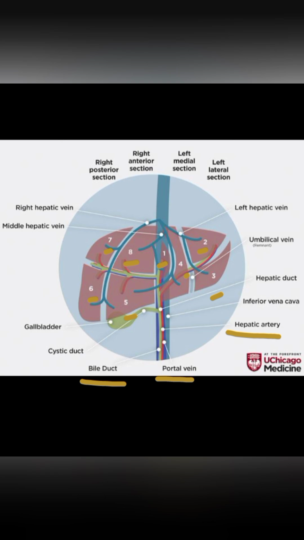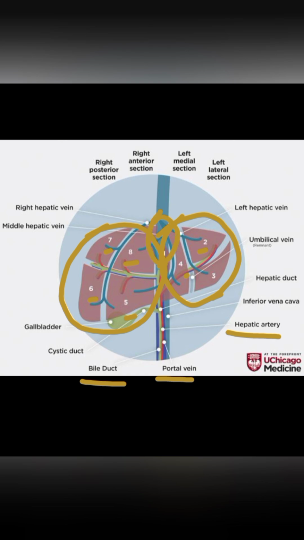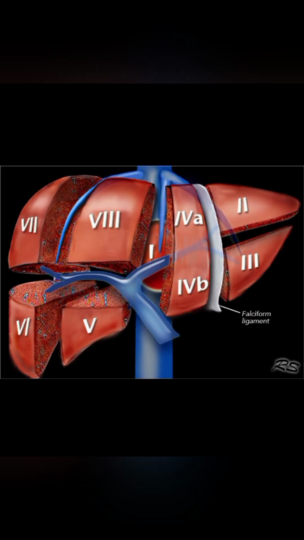If we talk about the functional division of the liver, it is divided into the right and the left hemiliver. The right has segments 5, 6, 7, 8, and the left one has segments 2, 3, and 4, while segment 1 is the caudate lobe of the liver. This is also showing the different segments.